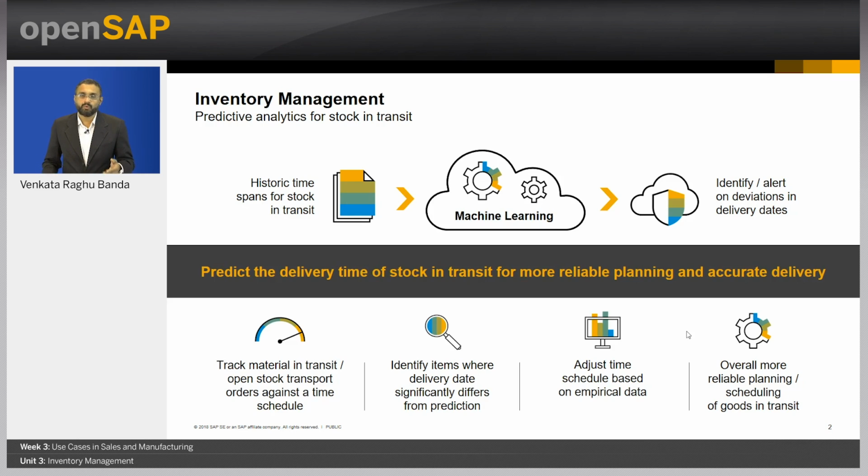What we are trying to do here is use the historic times of a particular stock being delivered from one particular location to another. We take these historic times, run them through regression algorithms, and identify and tell you that this is going to be delivered in time, or there might be an additional delay of a few days, or this might be delivered ahead of what you expected. So that is what we are trying to do. Overall, we wanted to predict the accurate delivery of a particular item at a particular location.